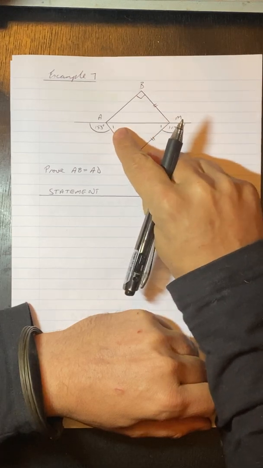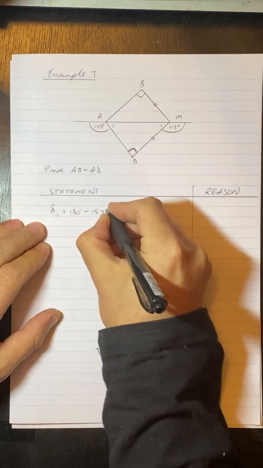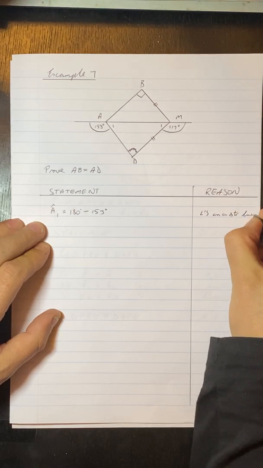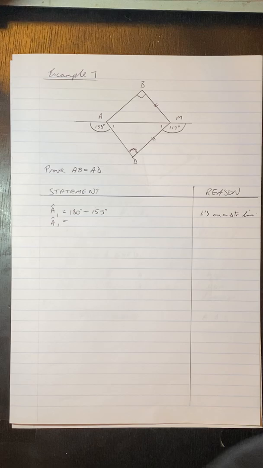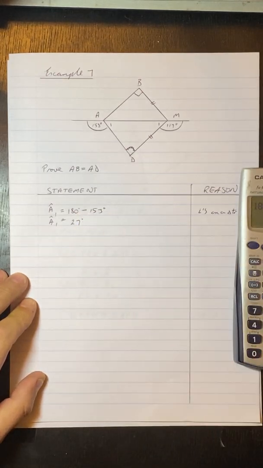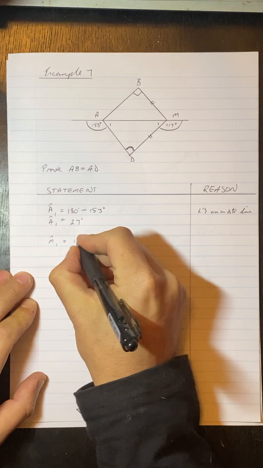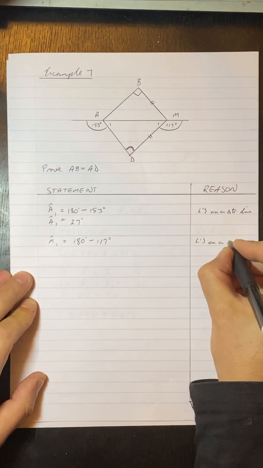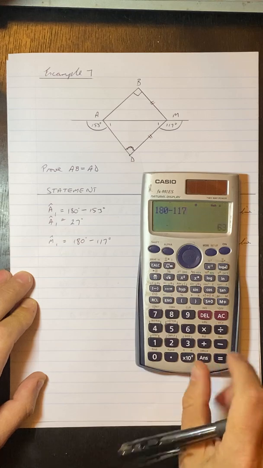So what I'm going to do is I'm going to work out angle A1. So A1 will be equal to 180 degrees minus 153 degrees because it's angles on a straight line. Okay, so that gives us A1 is equal to, you can get your calculator. So we've got 180 minus 153, and we get 27. Okay. Then let's work out this M1 angle over here. So M1 will be equal to 180 minus 117. My reason for that, angles on a straight line. So 180 minus 117, and we get 63.